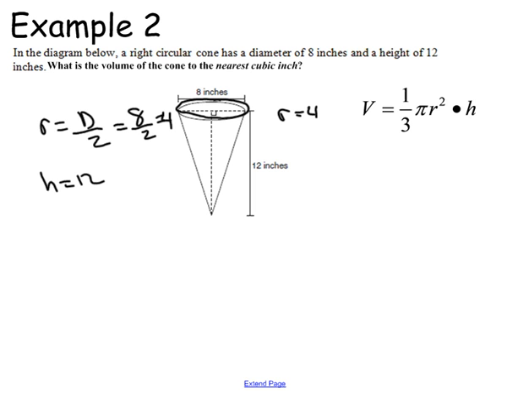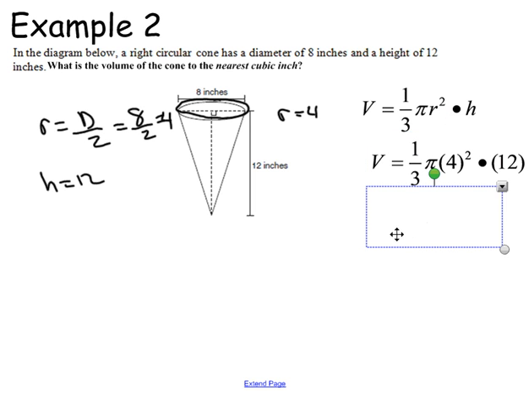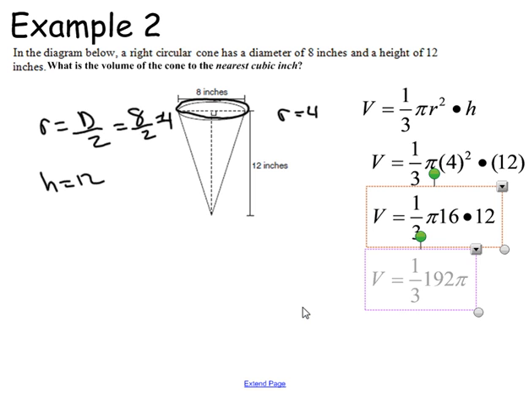So we substitute, we get that. 4 to the second power is 16. So you're going to get 1/3 pi times 16 times 12. 16 times 12 is 192. So you get 192 pi times 1/3. That just means divide by 3. So you get 64 pi.